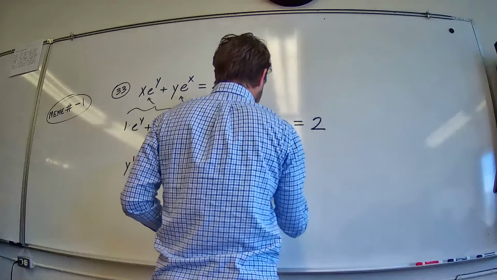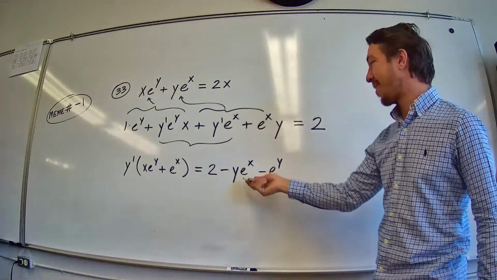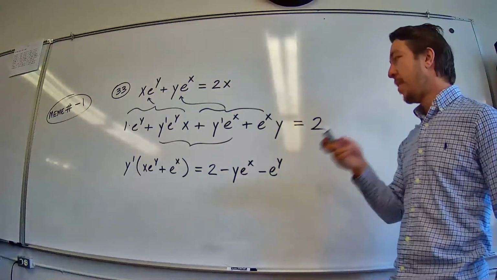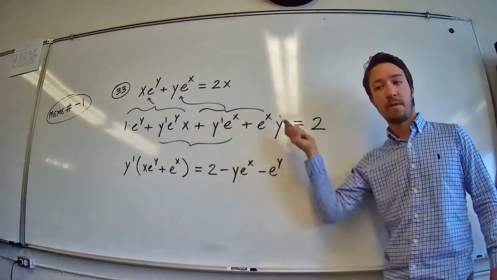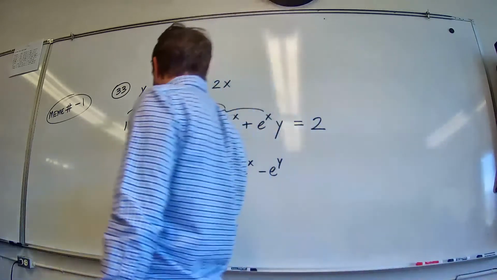And in case you're wondering, why'd you rewrite e to the x y as y e to the x? That just looks nicer, a little bit more standard. And then we divide by this. Everyone's okay with that last step? Any questions? No questions.